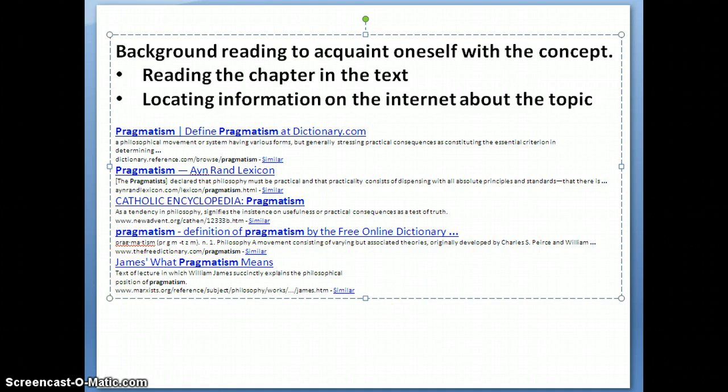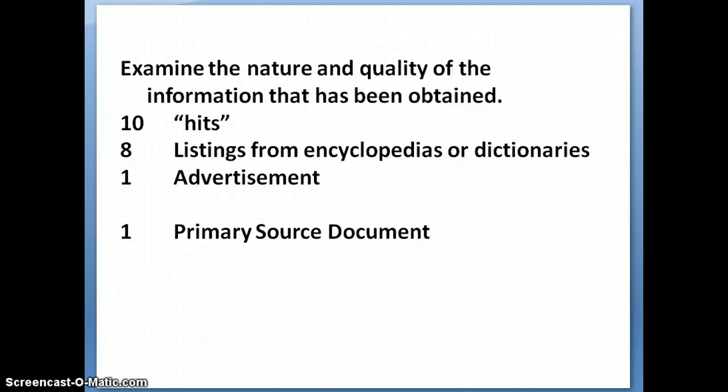Now let me summarize those. Of the 10 hits that I got, 8 were direct listings from encyclopedias or dictionaries. In short, an encyclopedia or a dictionary can never be a primary source. The author is not identified, it's homogenized information, it's condensations. It's maybe good for you to simply get background information. In other words, if you had no idea what the term pragmatism meant, no clue, never heard of it before, reading the section in Wikipedia might be helpful to you. But that might be about the only thing you'd get out of it.